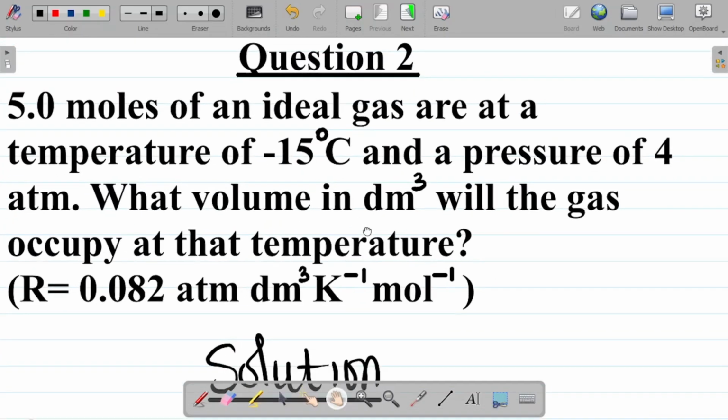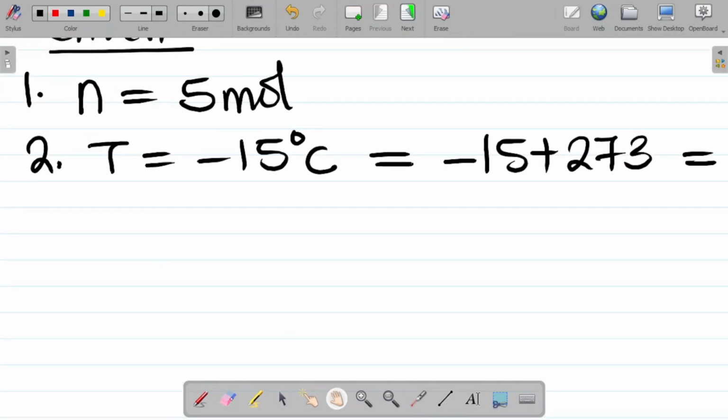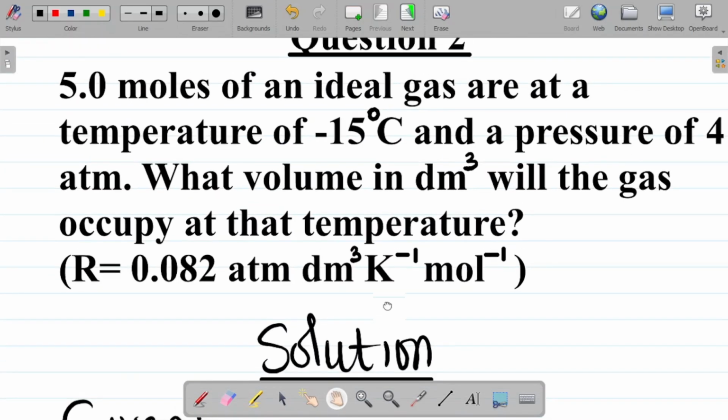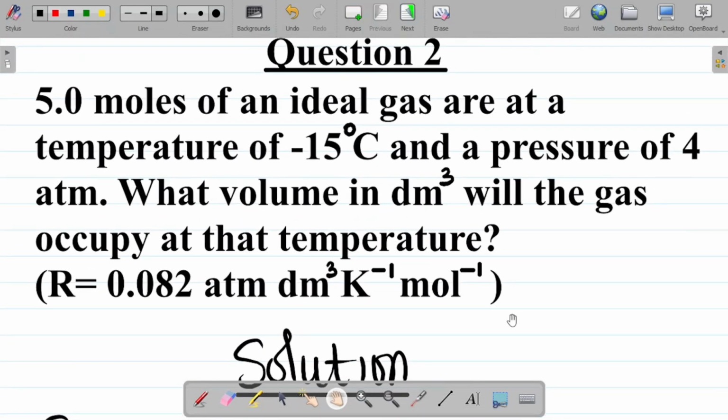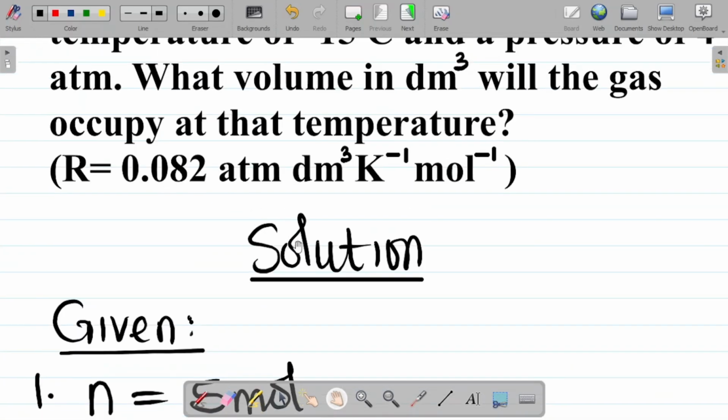Next up, they said the pressure is 4 atm, that's number 3. I'm given pressure P as equal to 4 atmosphere, so 4 atm. What's the volume in dm cubed? So I have to find the value of the volume. Number 4, the volume V is equal to unknown. You are given the value of R as 0.082.